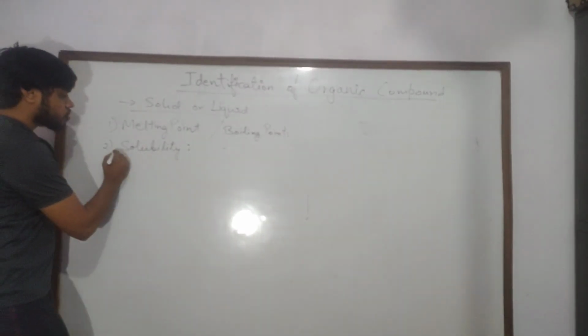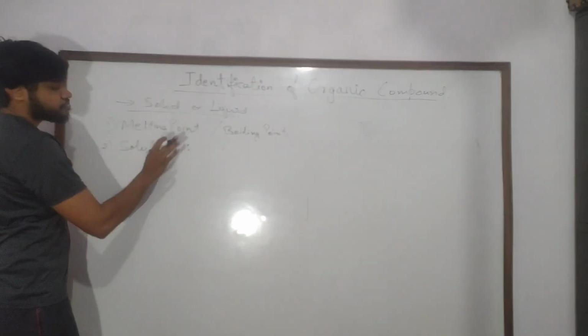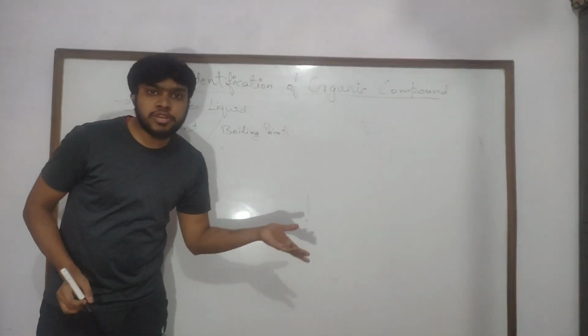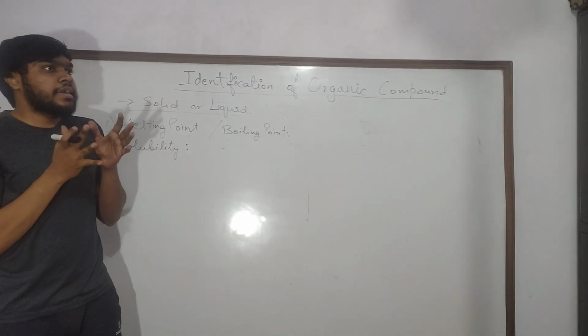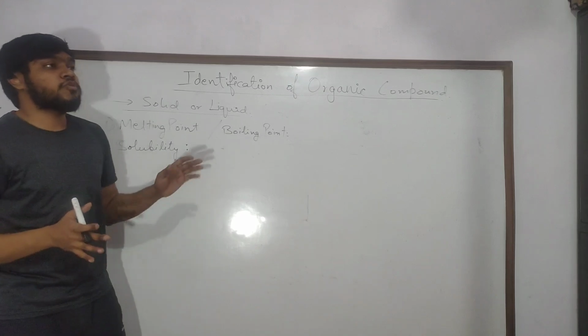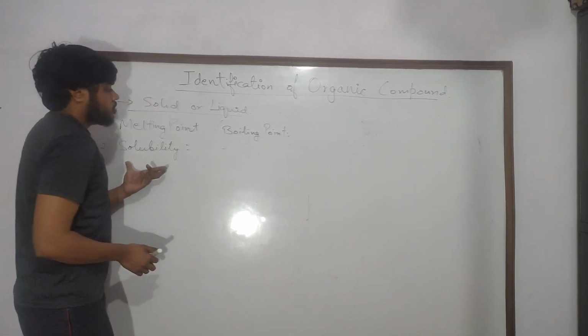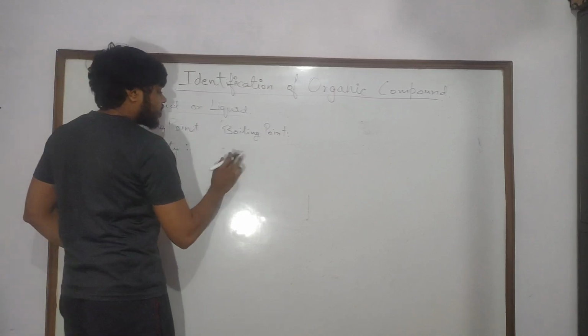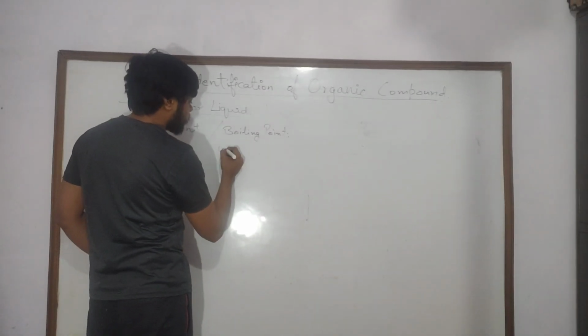So solubility of organic compound, this is generally done in case of solids, because in case of liquids we don't call it solubility, we call it miscibility. Okay, so how do you check the solubility? First we have to check solubility in water.